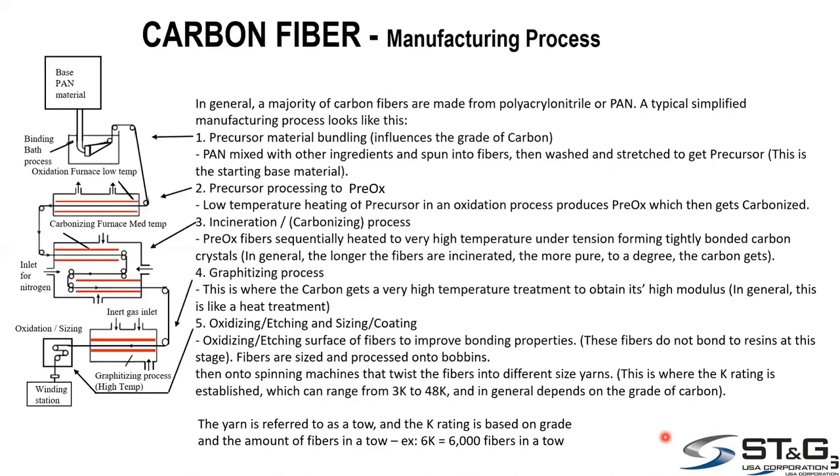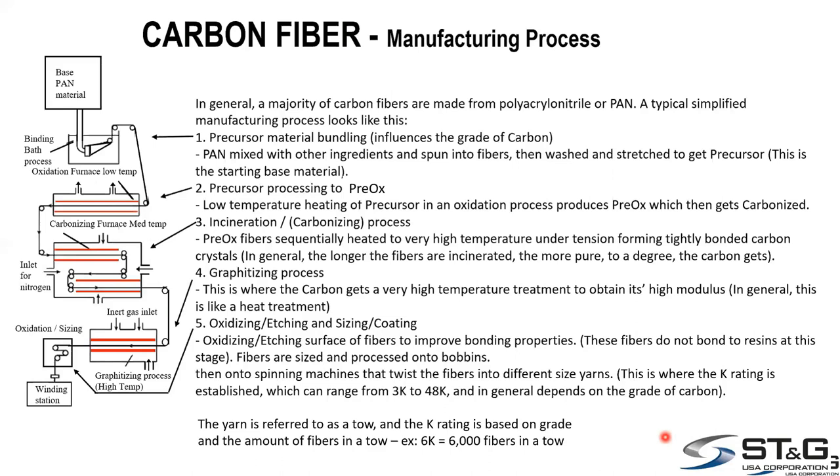The interesting thing is the base PAN material, you could start with say a ton of material and it goes through the process and you get that much 3K material. It also will produce the same amount of carbon fiber you would get in a 12K. The end product, the amount, would be the same as you would get with a 3K. So you might not necessarily get the same volume, but you actually start with the same amount of material.